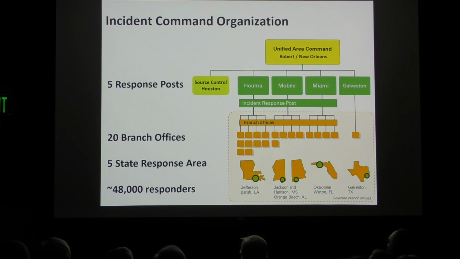So this was a massive, massive effort. We had 5 response posts in 4 different states, source control in Houston. Our operations were run out of Homa, and then we had other smaller organizations in Miami and Galveston just in case the oil got there, which it never really did. We had 20 branch offices set up ultimately in 5 states. At the height of the response, we had 48,000 responders checking into our personnel system on a daily basis. That was half the size of BP globally at the time, more than half the size.